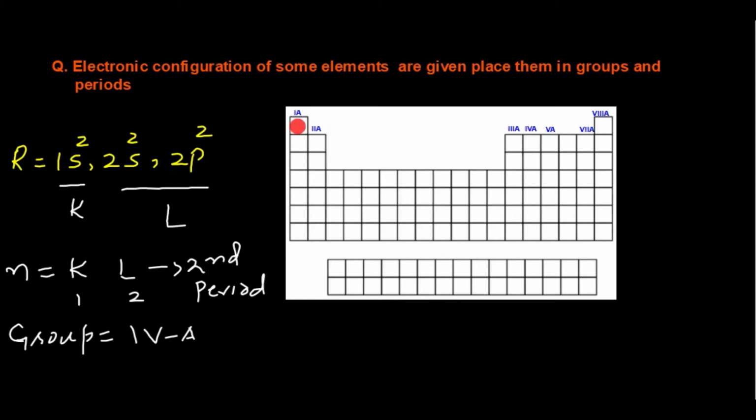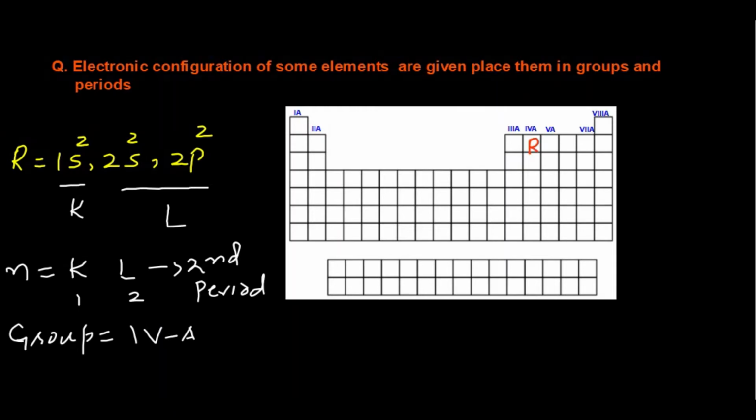Now we will write the position of these elements in the periodic table. What is the period of this element? This element belongs to second period. So this is the first period and this is the second period. It belongs to second period and its group number is 4A. So where is the group 4A? This is group 4A. So this is the position of element R. We must place element R here because it belongs to second period and group 4A. So we write here R. I hope this is clear.